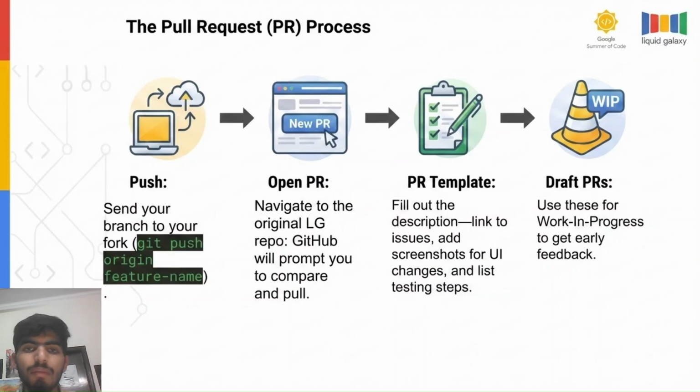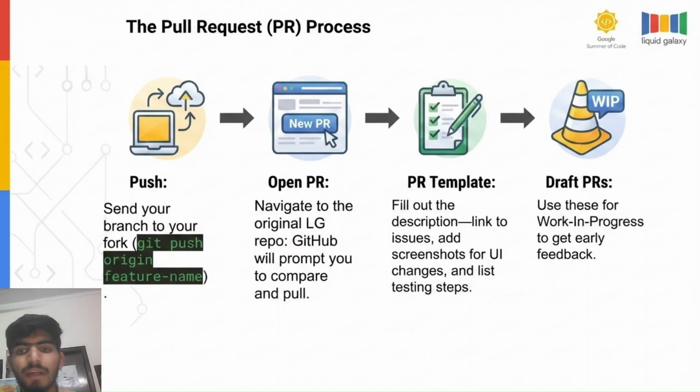After that, when we go to the repository on GitHub, we will see a pop-up with the name of the branch, and then there will be a green button to compare and pull request with the original repository. When we click on that pull request, it navigates us to the original repository on which we will be working.